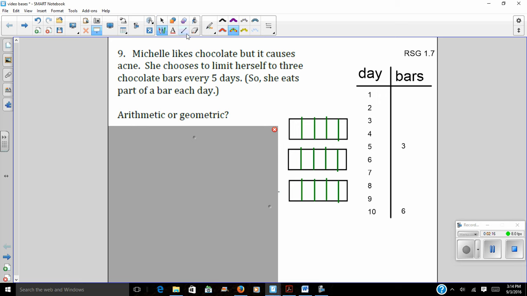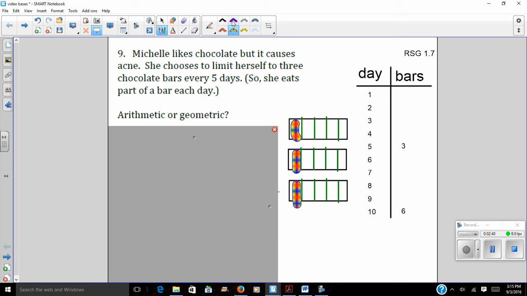So I'm going to label the portions of the candy bar that she could eat, for example, on day 1. Because she wants it to last for 5 days, she's going to eat a little part of this bar, and a little part of this bar, and then a little part of this bar. Okay, so she has eaten a part of a bar each day, and she still has 4 days left.